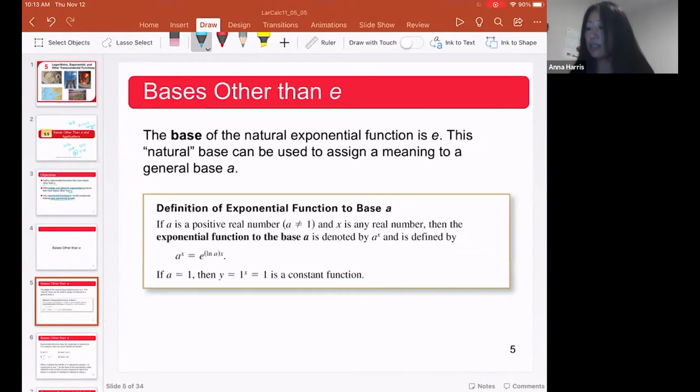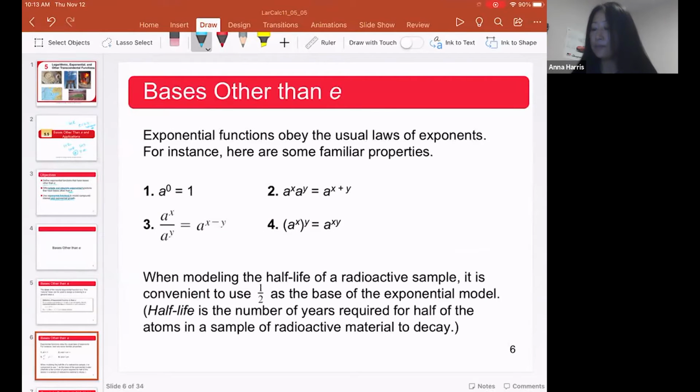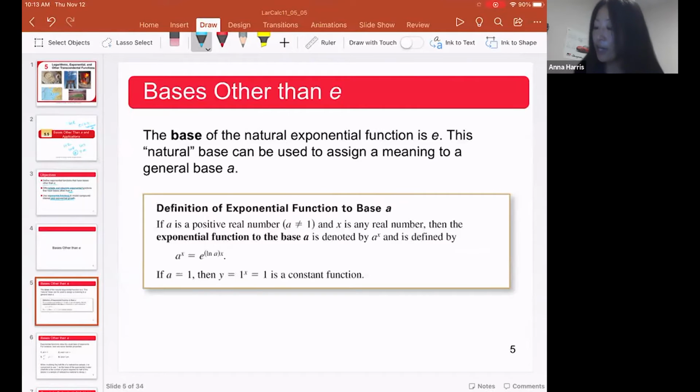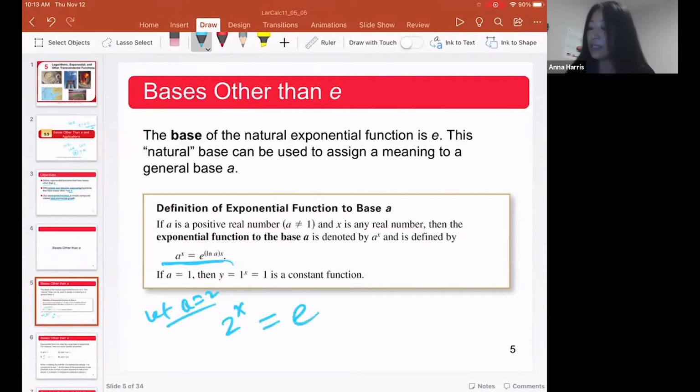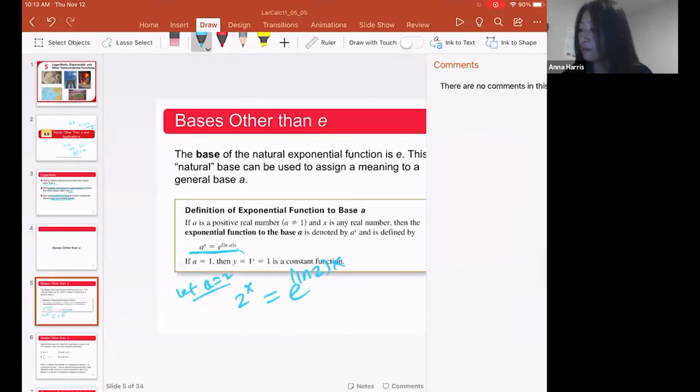All right, so let's look at this one. The definition of a to the x, or for example, 2 to the x. All right, so I'm going to let a be 2. That means the definition is the same as e to the natural log of 2, to the x. That's what that means.